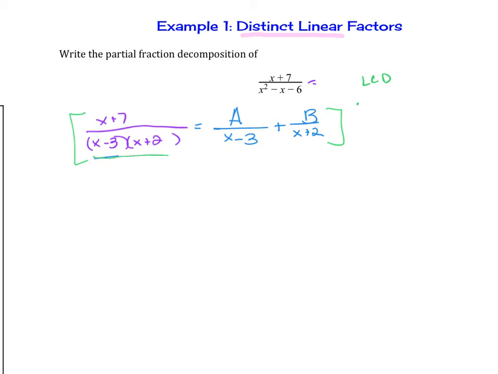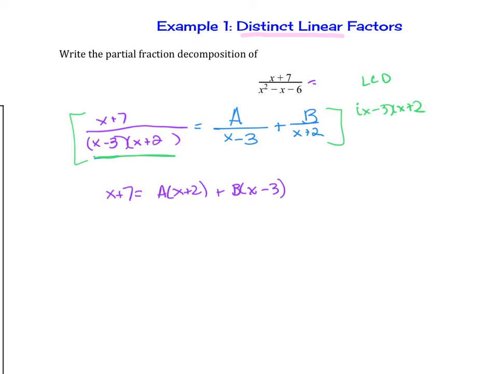The LCD is this, so x minus 3 times x plus 2, and you're multiplying it to every single term. Notice on the left side that the denominator completely cancels, so we have x plus 7 equals a times what's missing, the x plus 2, plus b times the x minus 3. So now we're going to choose any values in order to solve for a and b.